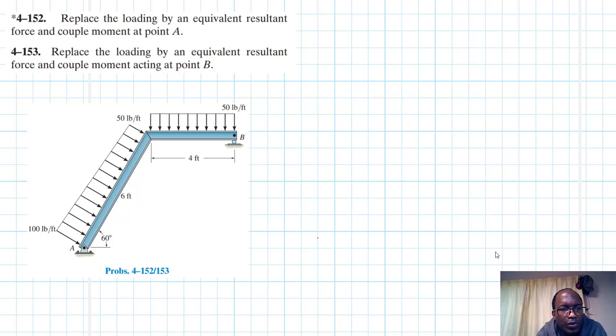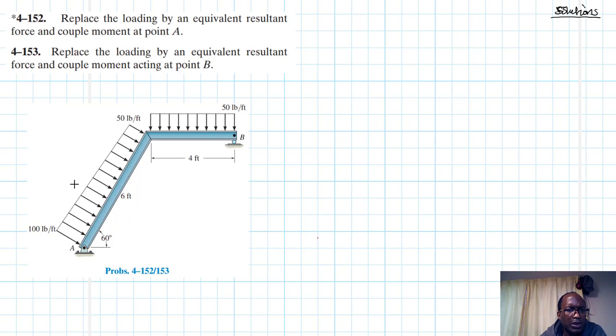Hello, I welcome you all to this another interesting screencast, and the problem reads: replace the loading by an equivalent force and couple moment at point A and at point B. Both these problems are coming from the Engineering Mechanics Statics textbook, 13th edition by R.C. Hibbeler.